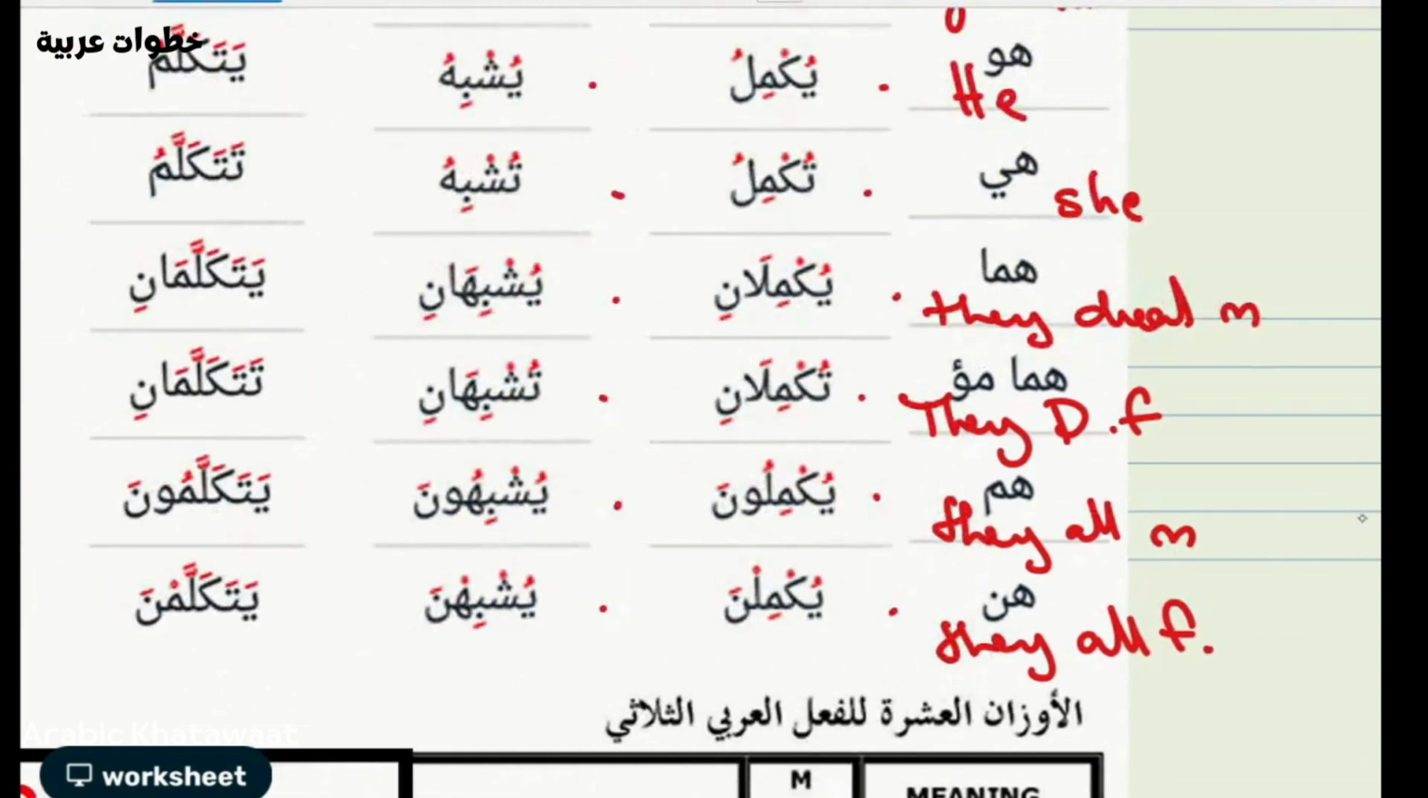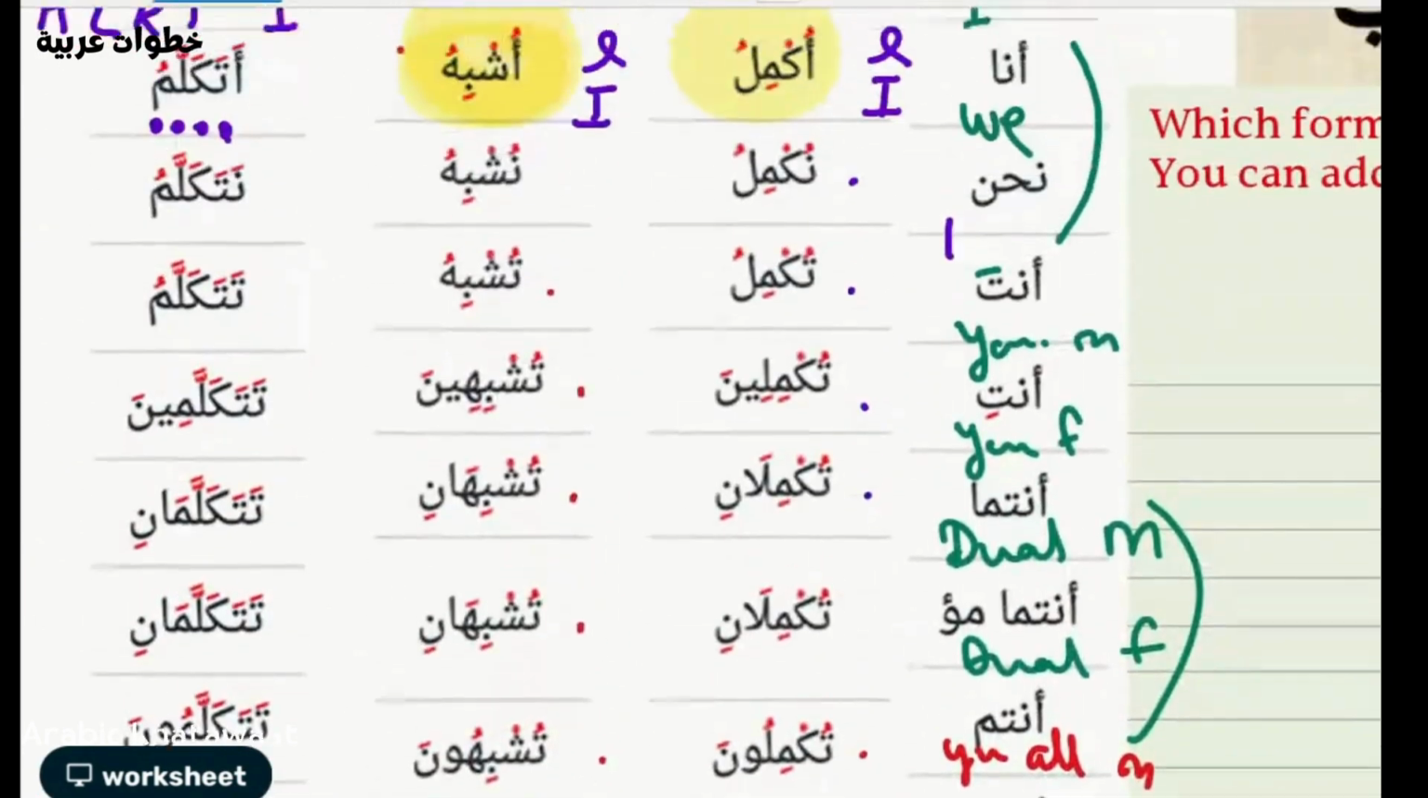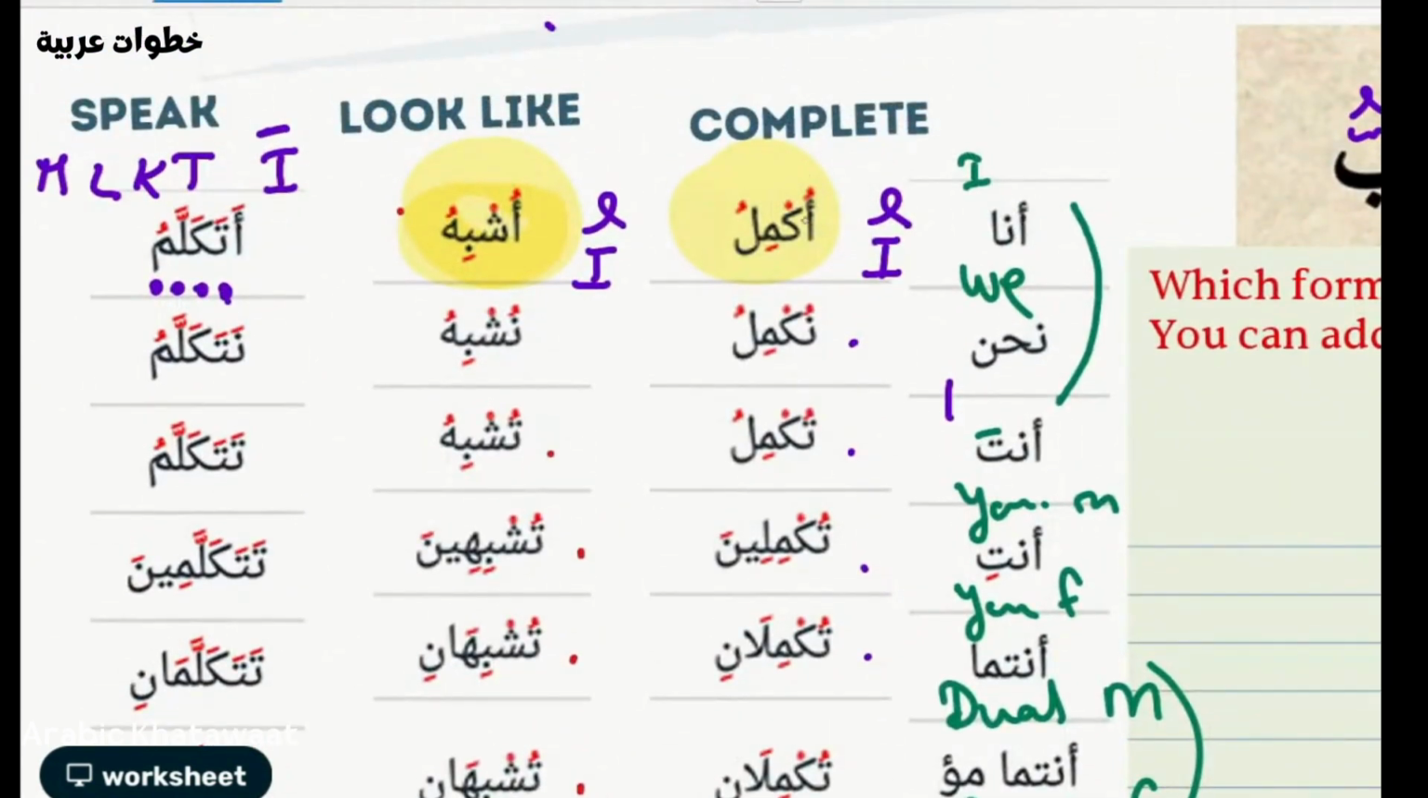So if you'd like to practice these two verbs, you remember that they have the exact same short cases on the alif, and the rest of the verb conjugation should also have the exact same code, which is dhamma, sukun, kasra, and dhamma. You see the tashkil.